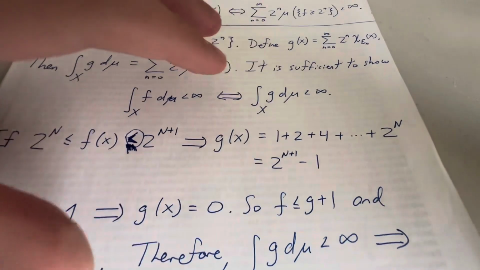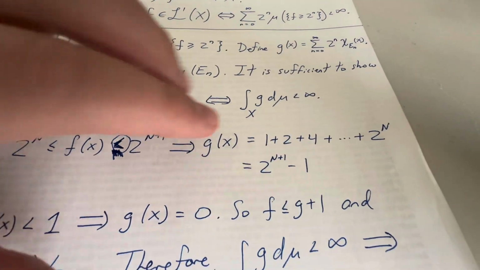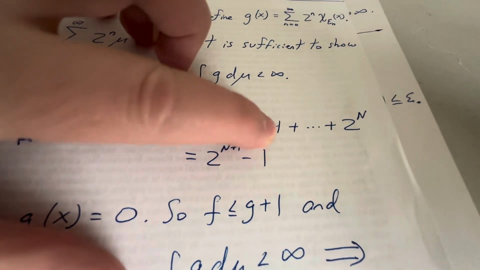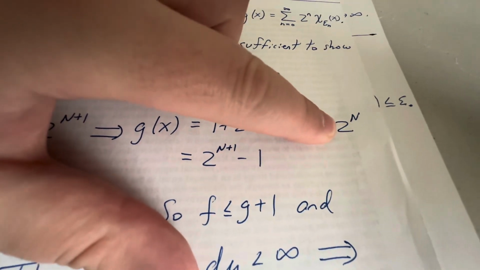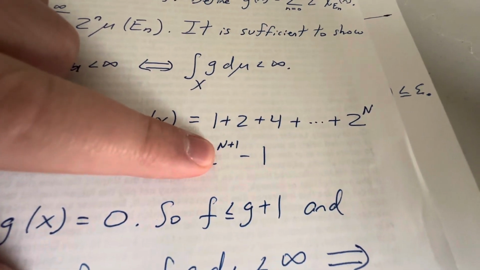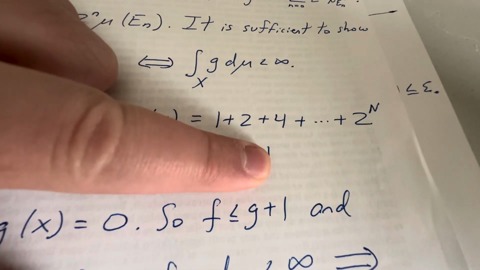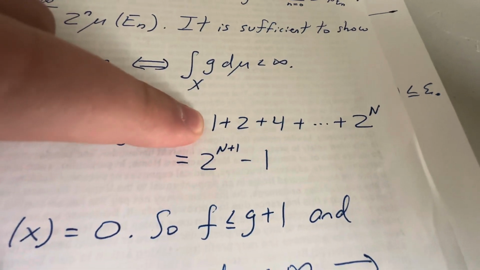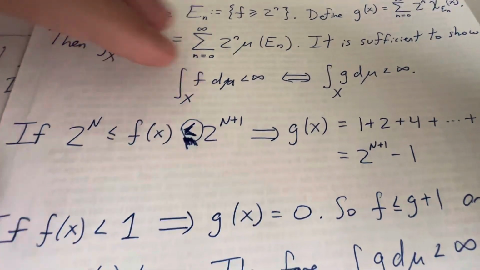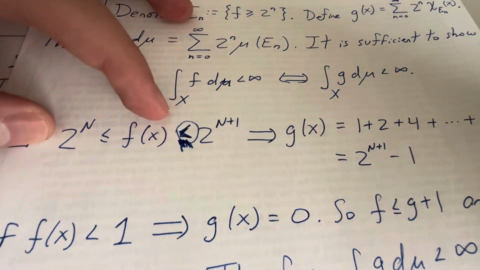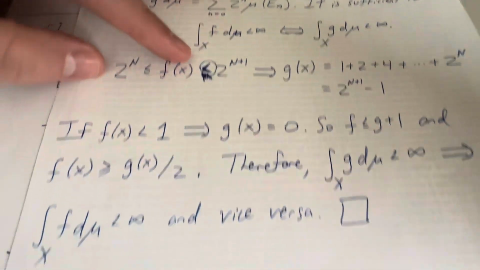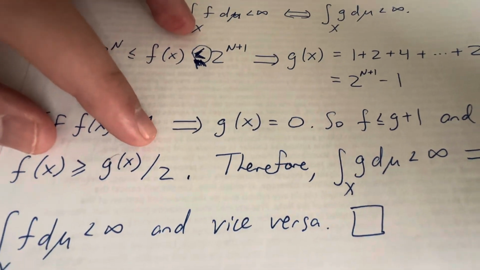Now, what happens if we divide g(x) by 2? If we divide g(x) by 2, we will get 1/2 plus 1 plus 2 plus all the way up to 2 to the n minus 1, which is equal to 2 to the n minus a half. And if we move that half over here, we can see that f is going to be bigger than 2 to the n, which is what g over 2 is. So we end up with this inequality that shows up here.